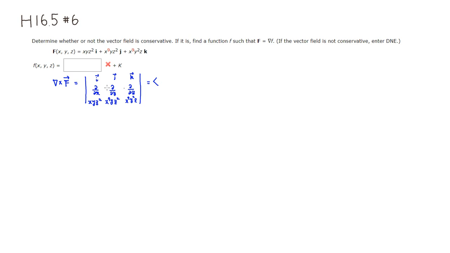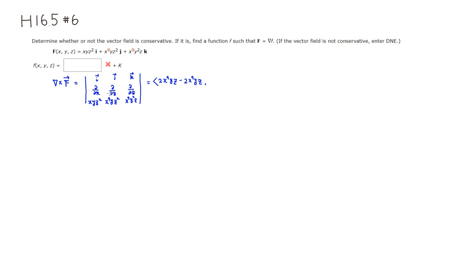The partial of this with respect to y would be 2 x to the ninth, since x to the ninth is just a number, times y and z, minus the partial of this with respect to z, which would be 2 x to the ninth y z. This is looking good. That's going to be 0.